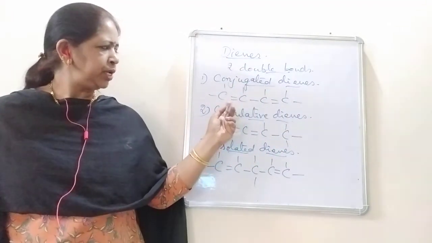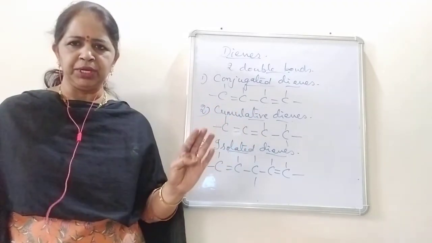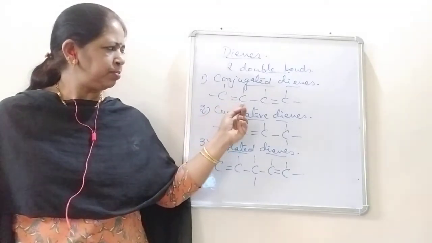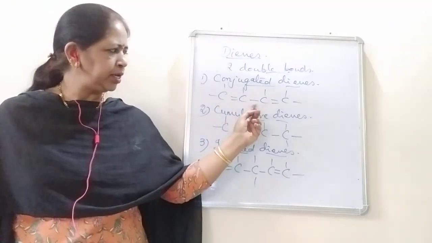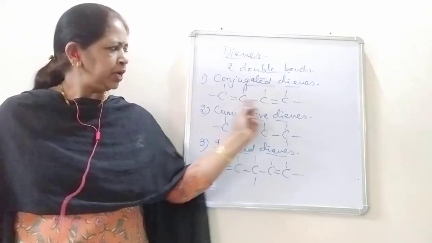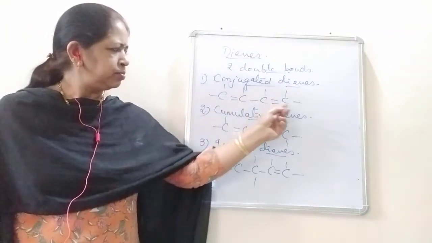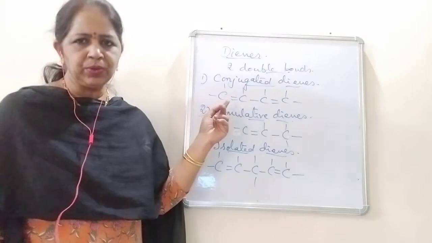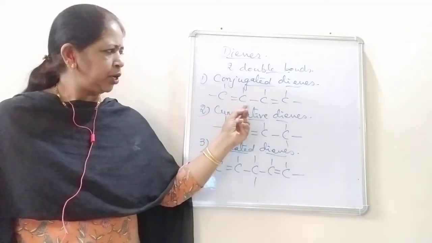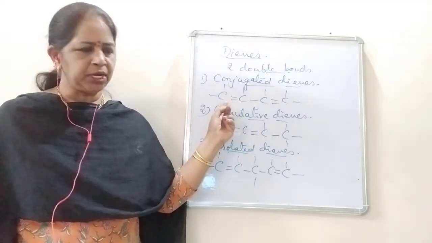This is the example. You see, it is 1,3-butadiene. I have taken a 4 carbon chain in which there is a double bond between the first and second carbon. In between second and third there is a single bond, and in between third and fourth there is a double bond. This is 1,3-butadiene, and all the carbon atoms will be in sp2 hybrid state because adjacent to each carbon there is one double bond.